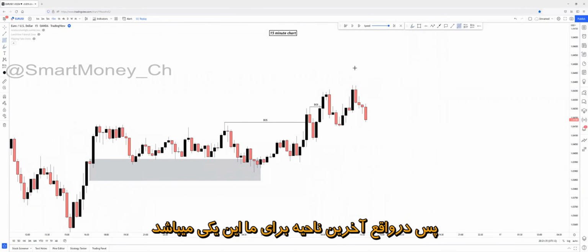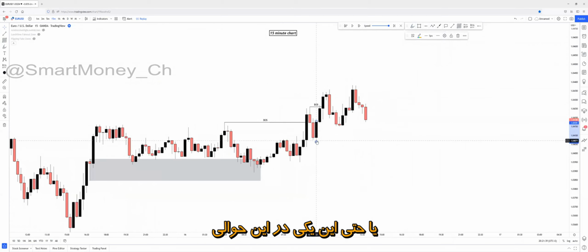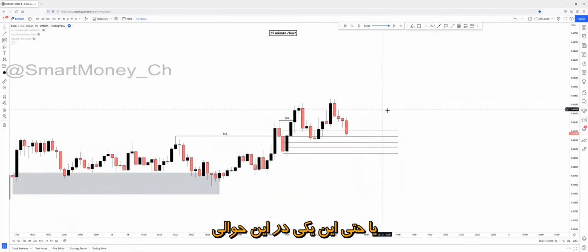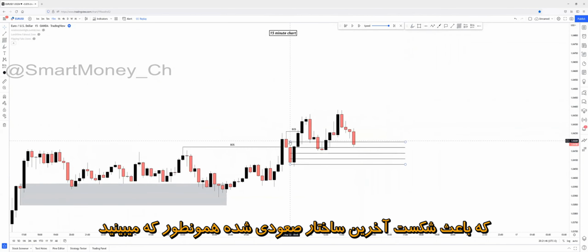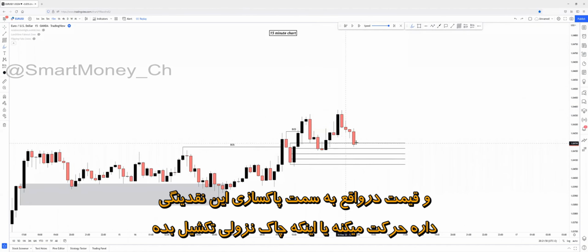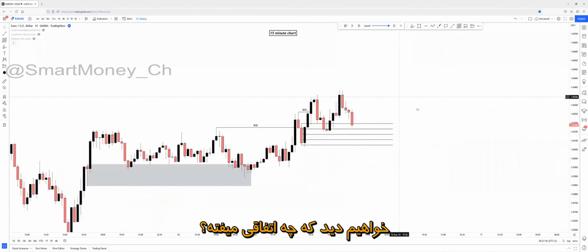So basically, the less recent zone for us is this one, or even this one, somewhere around this, which has caused the less recent break of structure here to the upside, as you can see. And price is on the way to actually sweep this liquidity or change character right here. We will see what will happen.